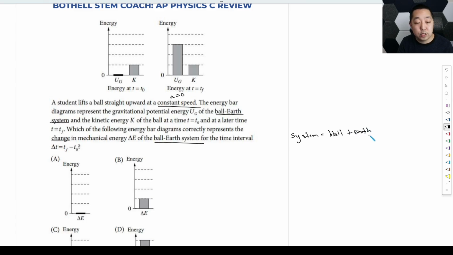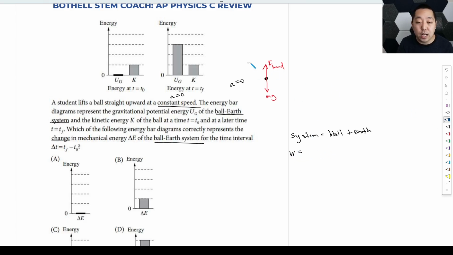Right, that's our process. We want to draw a free body diagram. So he lifts the ball straight upwards, and so we have gravity, and then he's lifting it upwards from his hand. These two forces are equal because we know the acceleration is 0, because that's the constant speed. And so what correctly represents the change in mechanical energy of the system for the time interval from t to tf? So what's the system? Is there any work? Let's look.